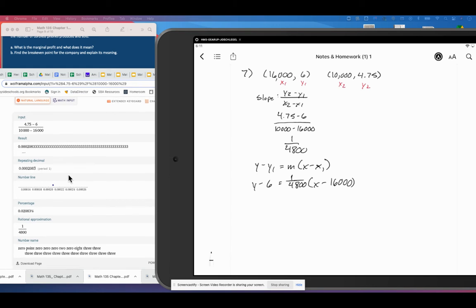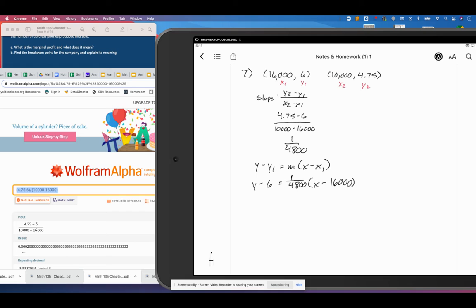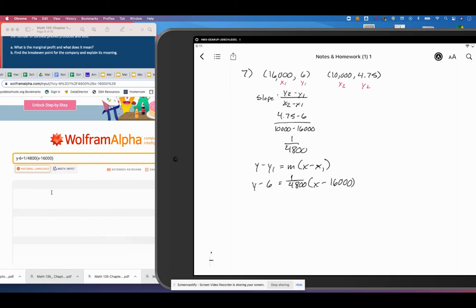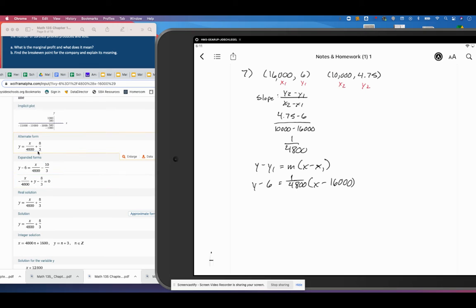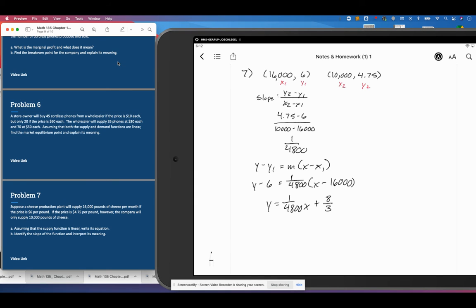For me, as always, I'm going to put that back in Wolfram and get an alternate form that I prefer. Y minus 6 is equal to 1 over 4,800 times x minus 16,000. And we get the alternate form right there: 1 over 4,800x plus 8 over 3. And so that would take care of part A.